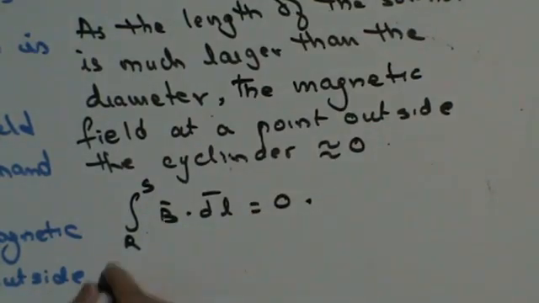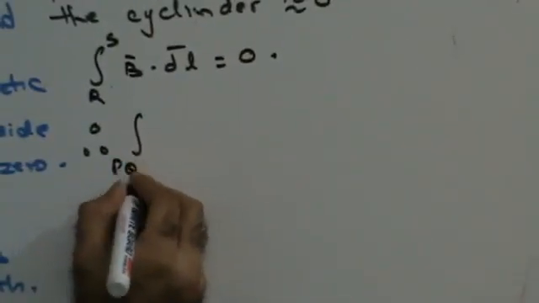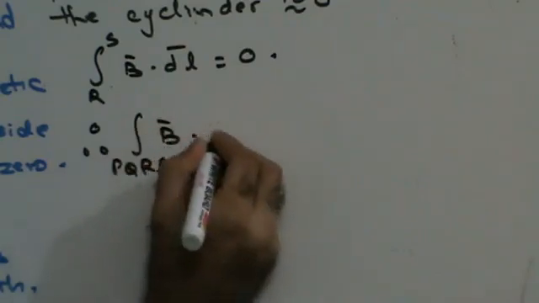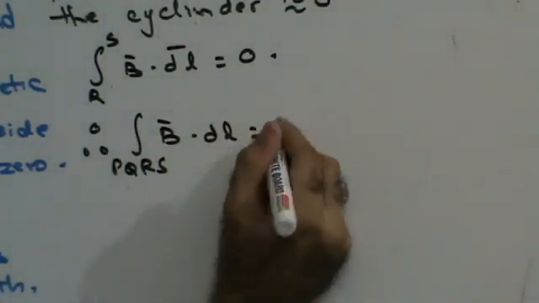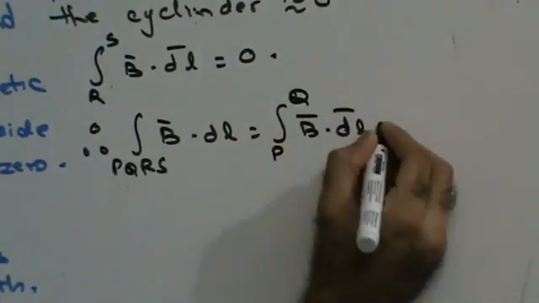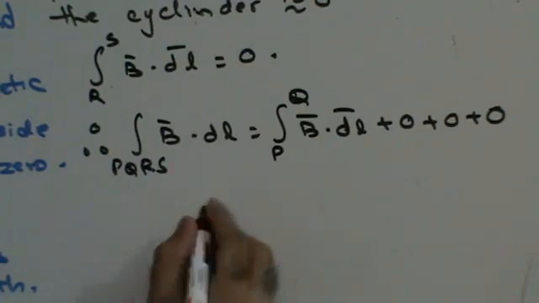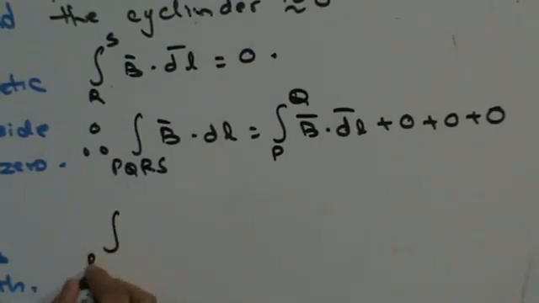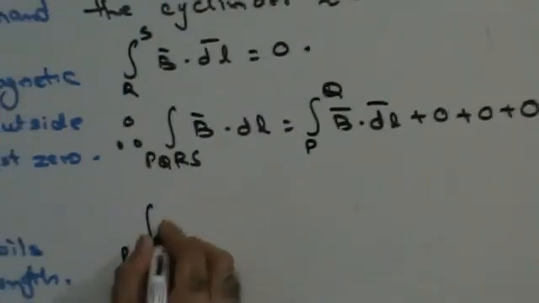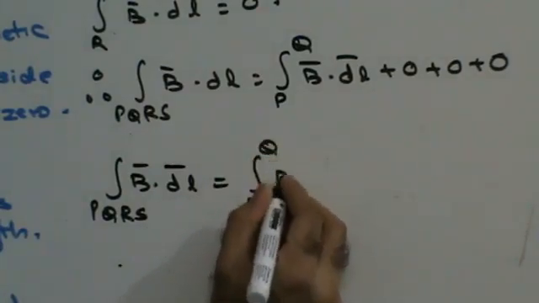Now if I substitute this, then I can therefore say that integral of PQRS B dl is going to be nothing but integral of PQ B dl plus 0 plus 0 plus 0. We already proved that QR, RS and PS all three are going to be equal to 0, right? So this is going to be equal to integral of PQRS B dl is going to be integral of PQ B dl, right?